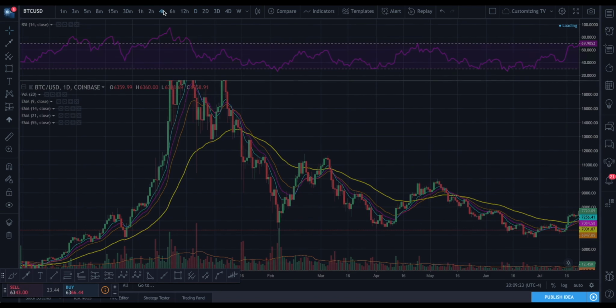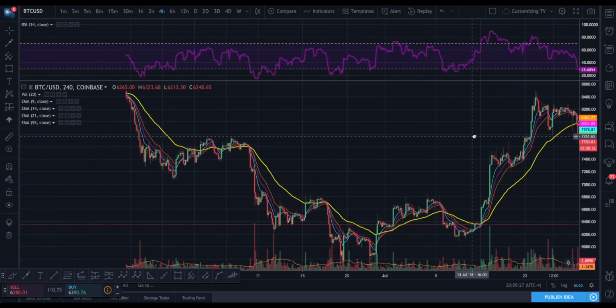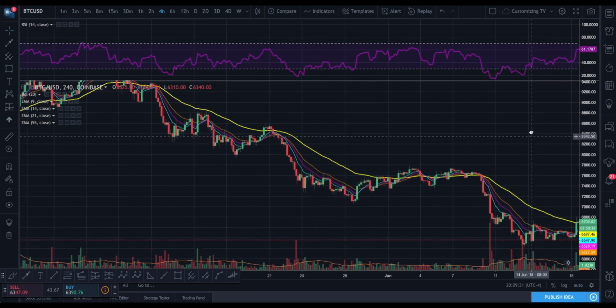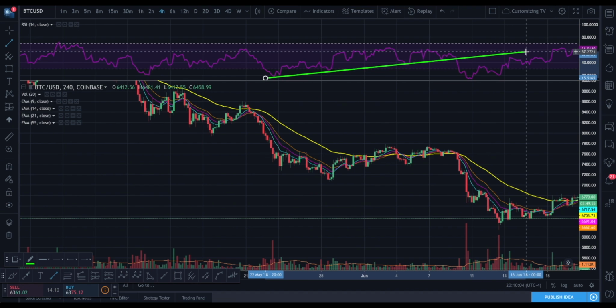So again, let's go back to the 4-hour chart and let's come back here to June, for example. Over here, you have RSI constantly making higher lows, right? So when you see this, you can establish a trend line. And look at that. This trend line held beautifully, right? After 2 taps, you can already draw a trend line.